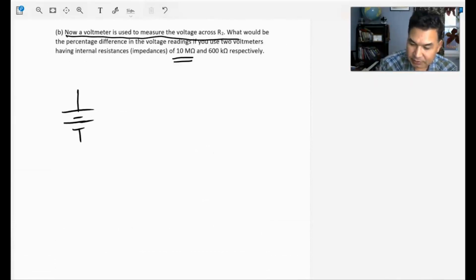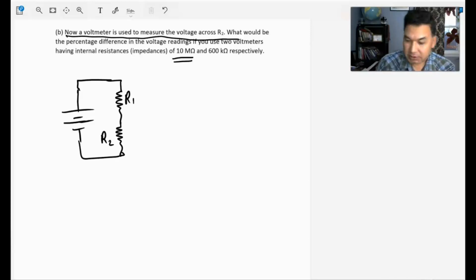So this is your battery, and this is your first resistance, this is your second resistance, right? So R1, R2, they are same. It's 220 kilo ohm, this is 600 kilo ohm.